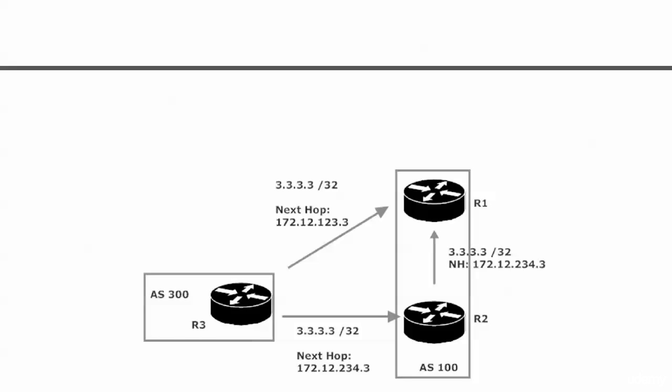But here's where it gets a little odd. Router 2 then advertises that same route to router 1, and we like that. But the odd thing is the next hop IP address remains the same at 172.12.234.3. We saw it in the BGP table. That's really weird. Why doesn't it change? Router 2's interface that it's advertising to router 1 on is 172.12.123.2. We know that. Why isn't that the next hop IP address?